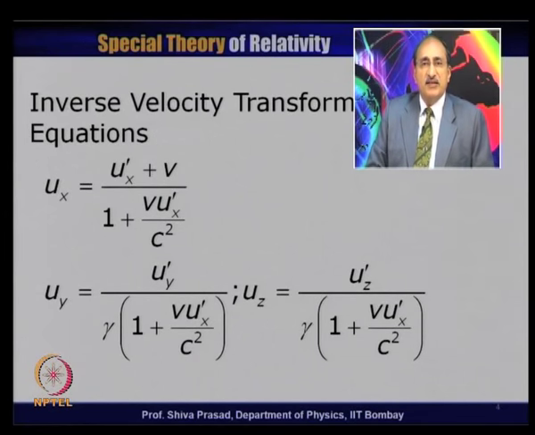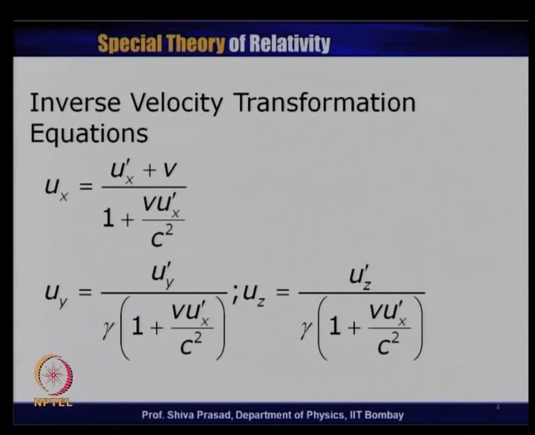We also discussed inverse velocity transformation. It means if the velocity components are given in S prime frame of reference, how to find out the velocity components in S frame of reference. As we have always been telling, the prescription is very simple: instead of v, use minus v, and change prime quantities to unprime quantities and unprime quantities to prime quantities. So, this is what basically we had discussed in our last lecture.